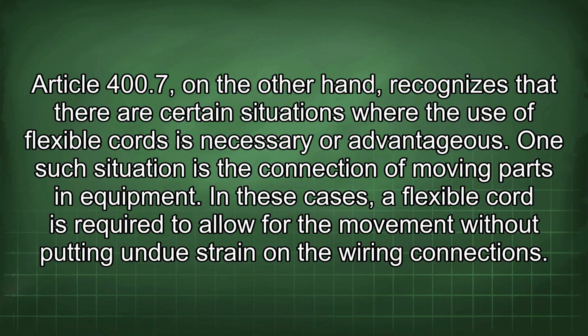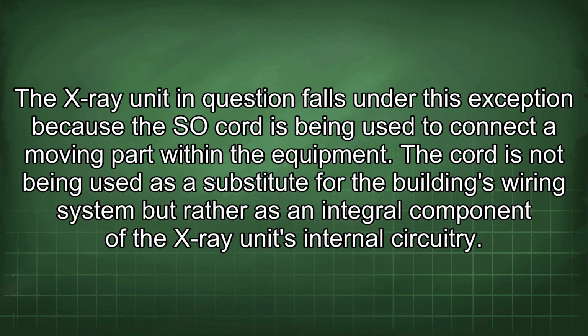One such situation is the connection of moving parts and equipment. In these cases, a flexible cord is required to allow for the movement without putting undue strain on the wiring connections. The X-ray unit in question falls under this exception because the SO cord is being used to connect a moving part within the equipment. The cord is not being used as a substitute for the building's wiring system, but rather as an integral component of the X-ray unit's internal circuitry.